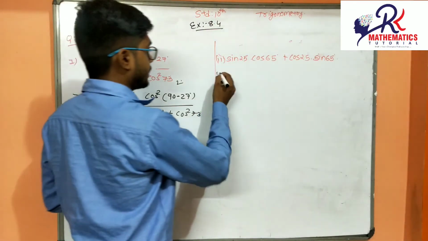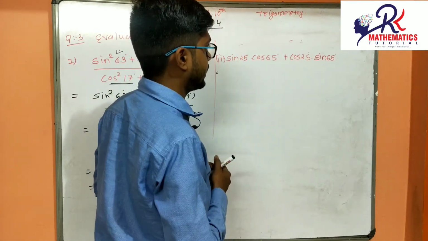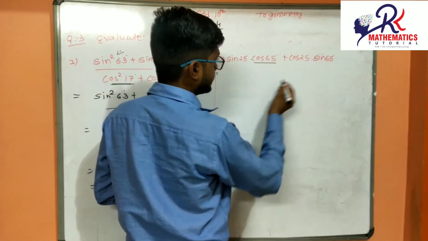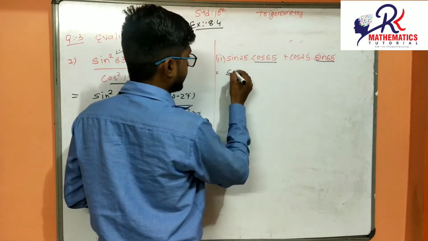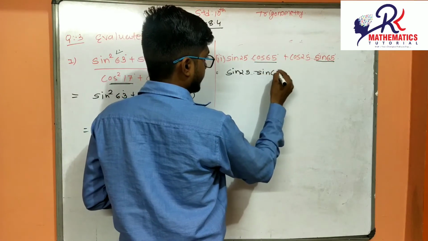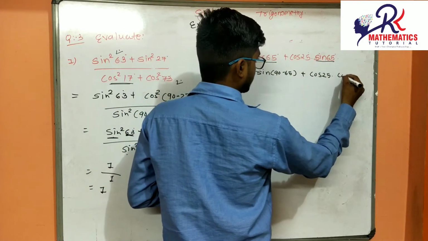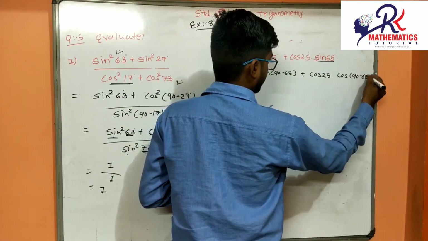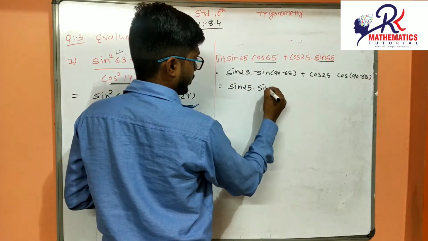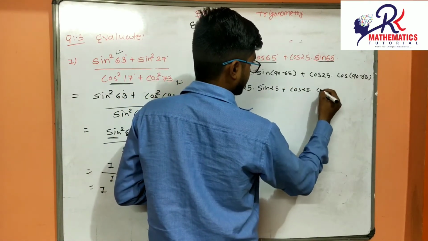Now the second is sin 25 into cos 65 plus cos 25 into sin 65, given. So we will convert this cos into sin as well as this sin into cos. So it is sin 25 into sin (90 minus 65) plus cos 25 into cos (90 minus 65). So now sin 25, it is sin 25 also, plus cos 25, and 90 minus 65 is also 25.